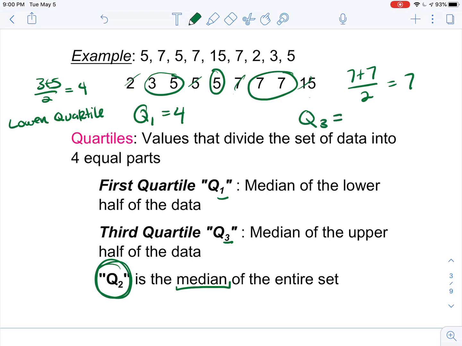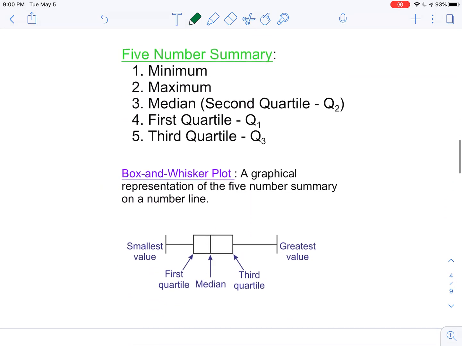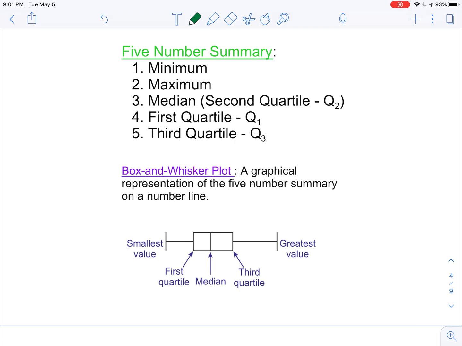And it's the middle of 7 and 7. Well, if you find the average of the exact same number, you get the same number. So Q3 is actually going to be equal to 7. Q2 is the 5 that we already know.